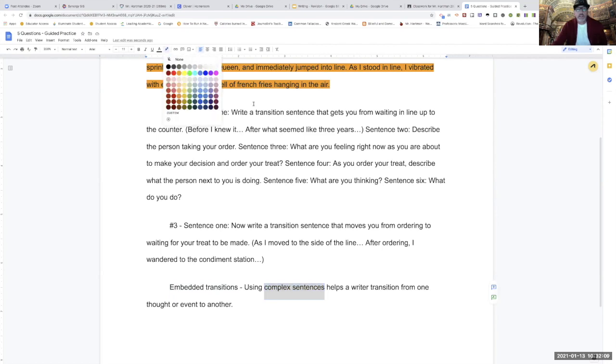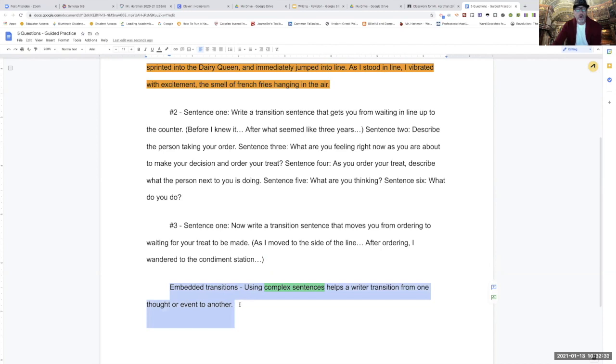A complex sentence uses both an independent and dependent clause. And that's what we've been using today to help transition from one thought or event to another. So again, embedded transitions, it's a fairly sophisticated skill for a writer. And we spent a fair amount of time doing that today.